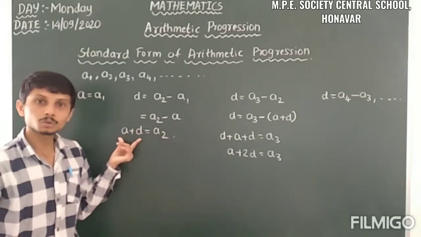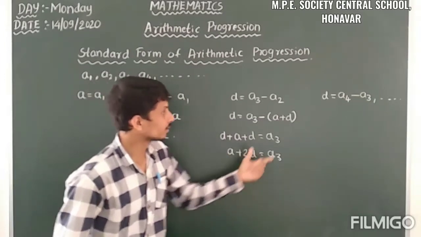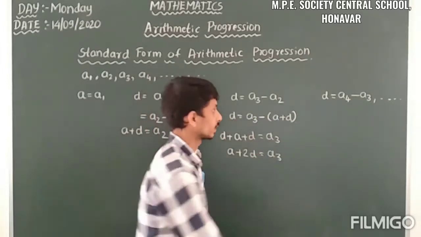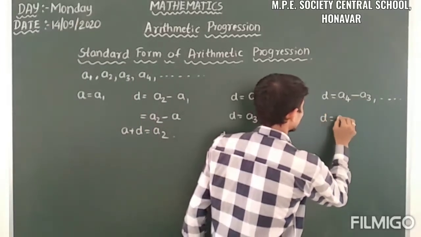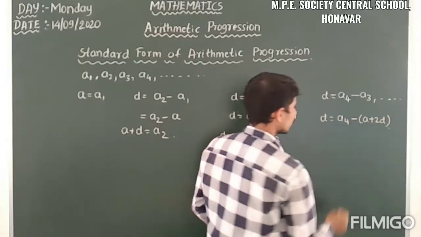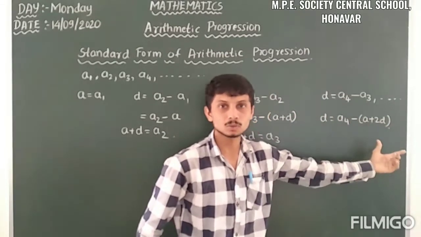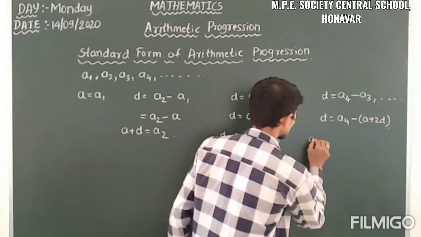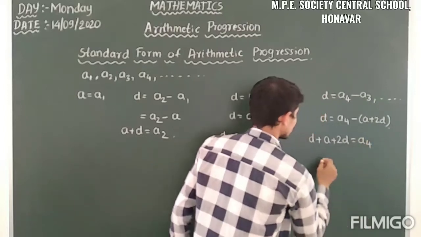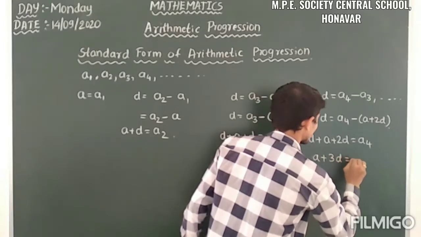So initially A1 is equal to A. After that A2 becomes A plus D and A3 is equal to A plus 2D. Then insert this value of A3 in this equation. D is equal to A4 minus of A plus 2D. After that we transpose this minus of A plus 2D to the LHS side. It becomes D plus A plus 2D is equal to A4. Then A plus 3D is equal to A4.